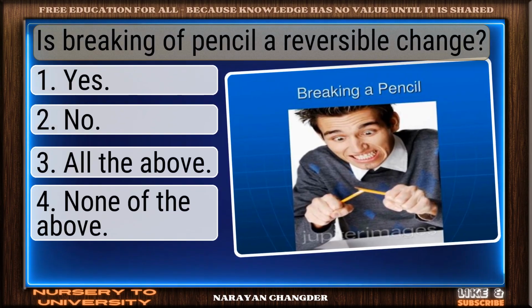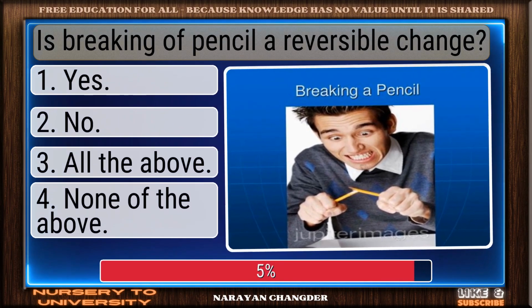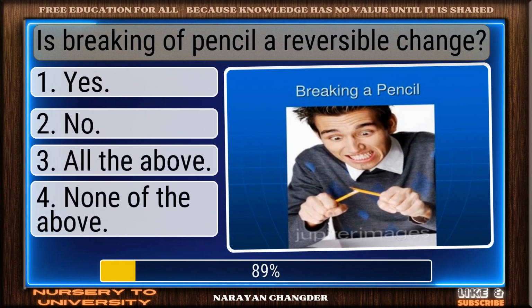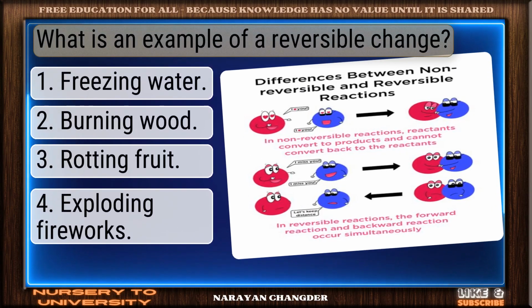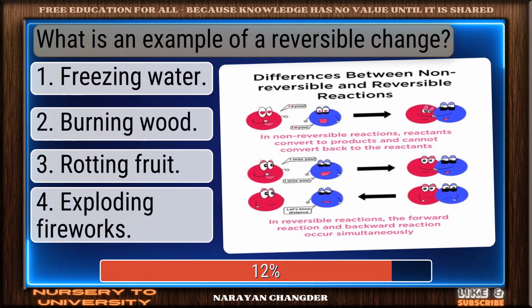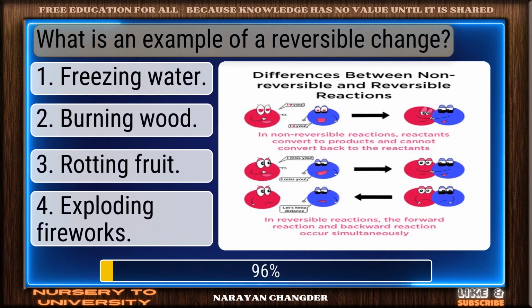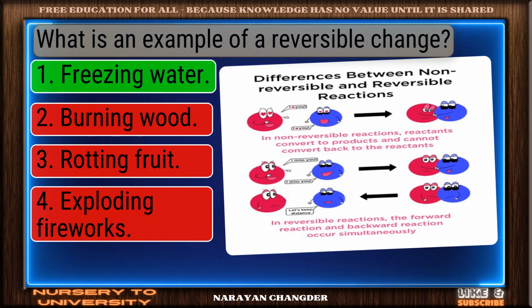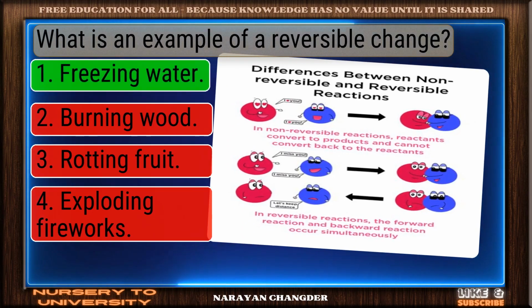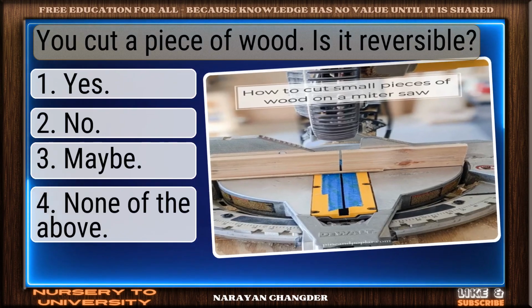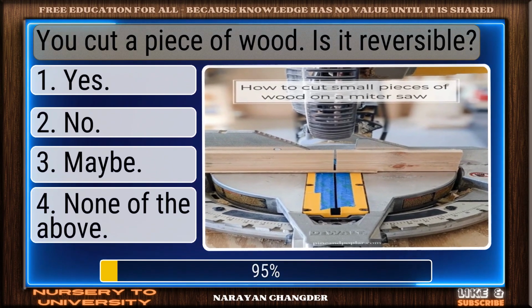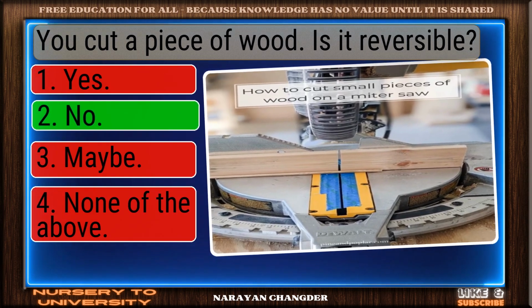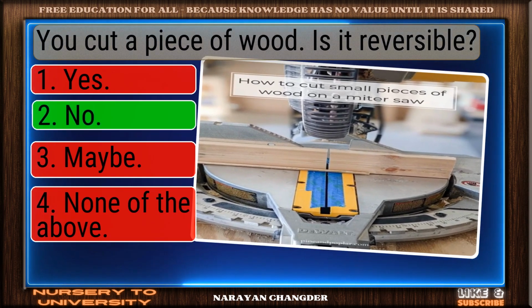Is breaking of pencil a reversible change? Valid point. No is true. What is an example of a reversible change? Solid response. Freezing water is a valid choice. You cut a piece of wood. Is it reversible? Great job. No is the accurate answer.